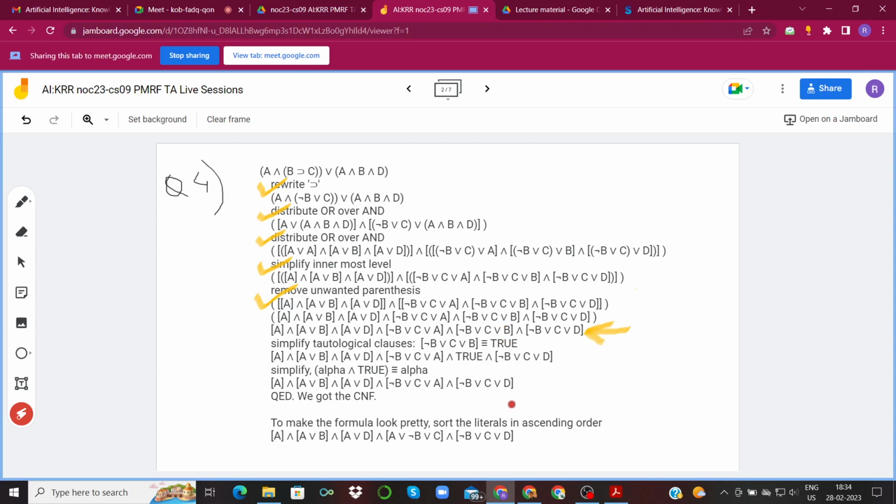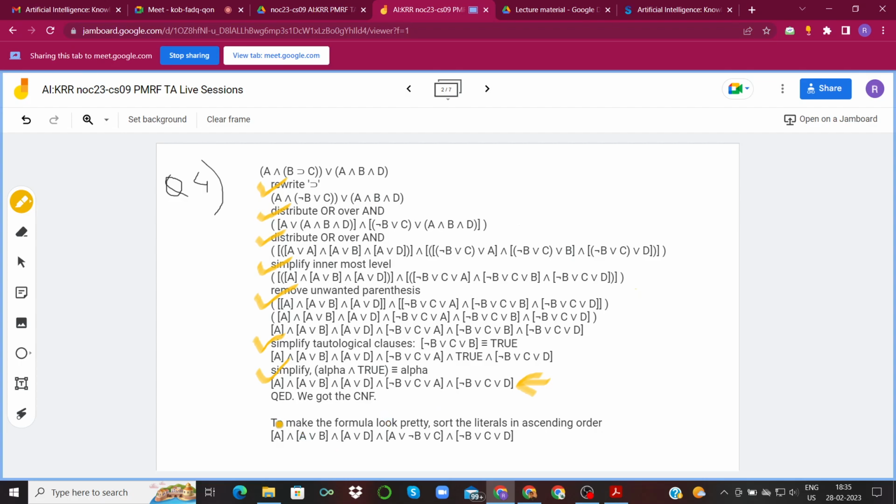In the next step what you would do is you would simplify this particular part, right? So you have not B or B over here, so this evaluates to true as shown over here. So you will replace this particular part with true. And anything and true is that thing itself, right? So alpha and true is alpha itself. So we will simply remove this particular part, and now we have this. So we have done this, and this is in a CNF form.